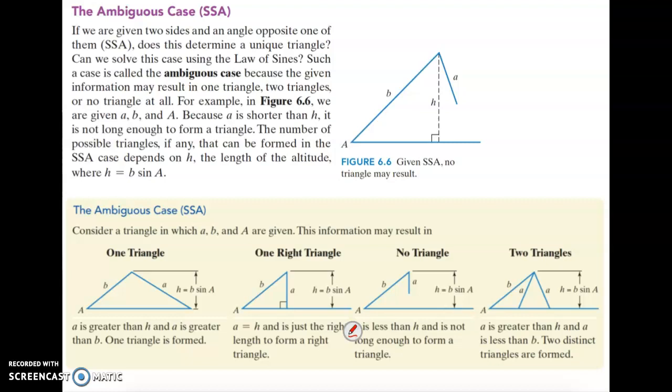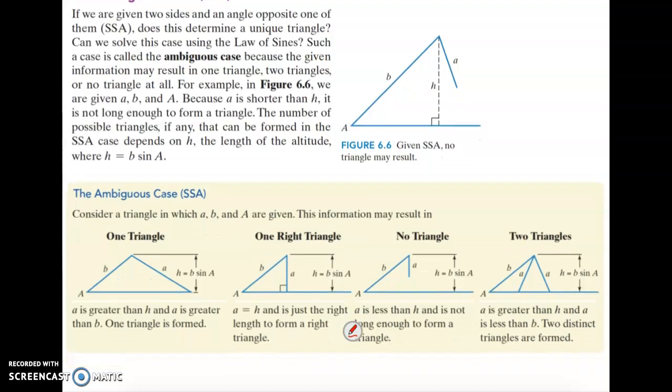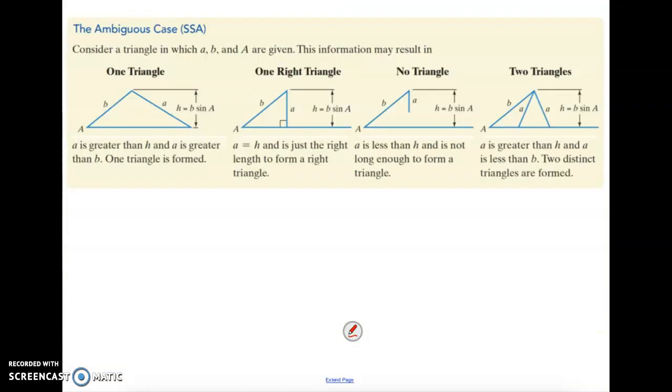Here's when you have the ambiguous case. If you're given two sides and an opposite angle, which we call a side-side-angle triangle, we have three different possibilities. We could have one triangle, no triangle, or two triangles. So here's how it looks. I'm going to have you scroll down here.